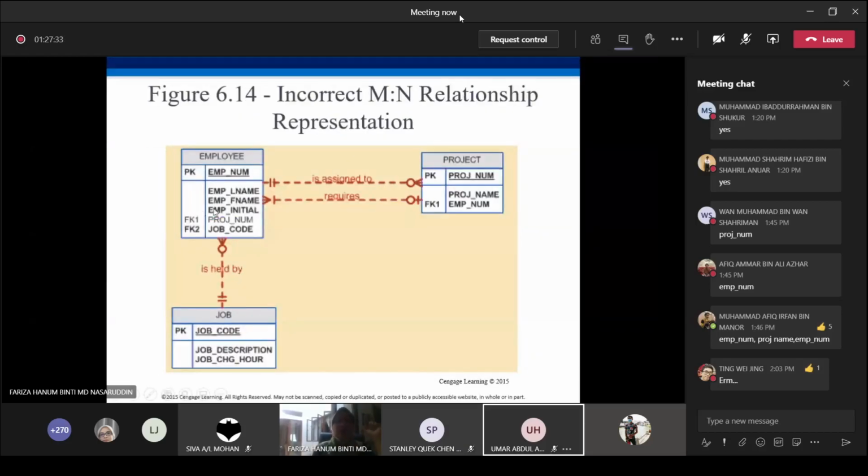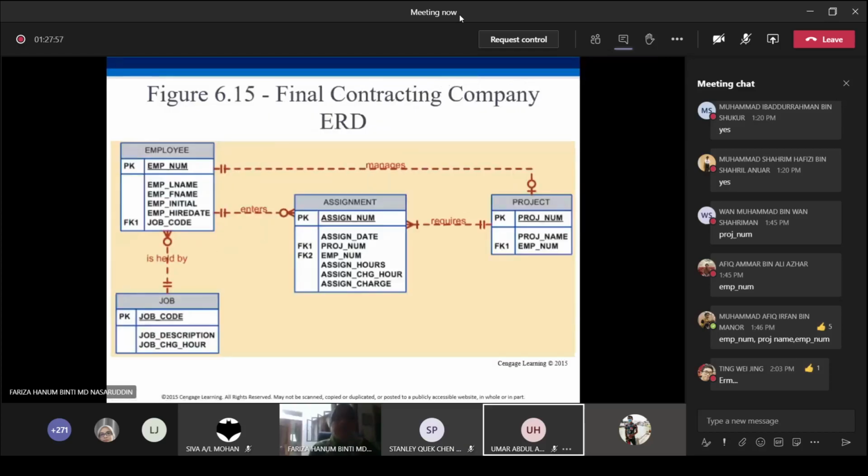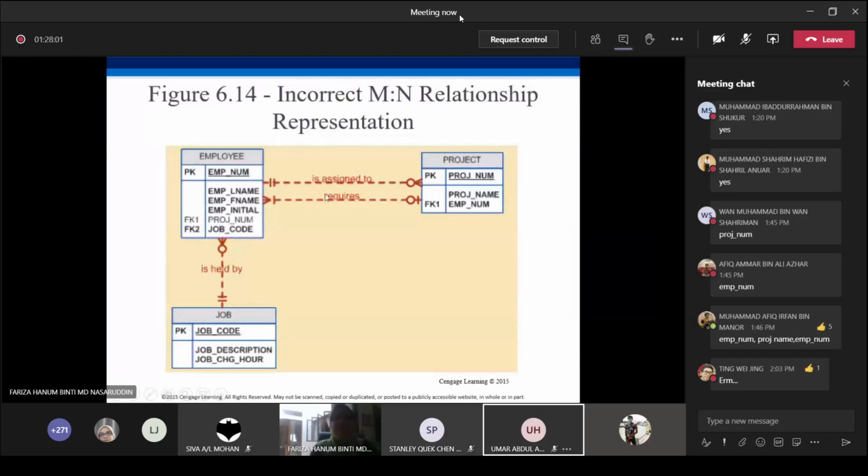And what about project and employee? Remember just now, one project has many employees, and one employee is assigned to many projects. So you have a many to many here, right? One project, okay, let's see. I wouldn't draw it like this. I would just put many to many.